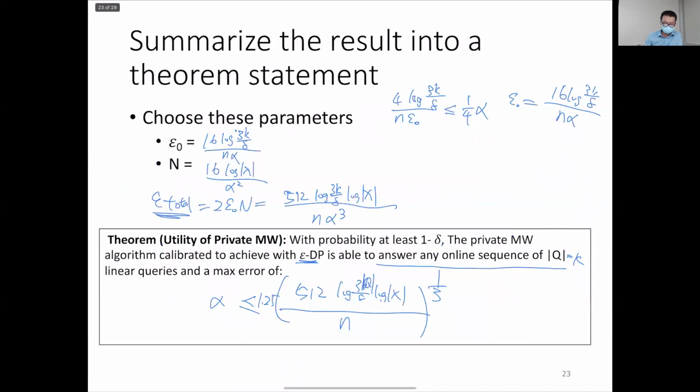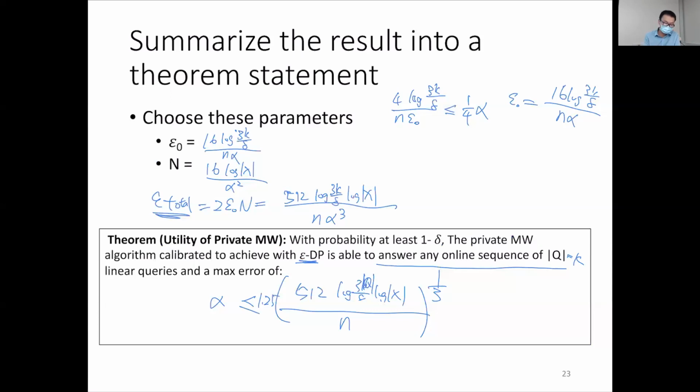So the cubic root of 512 is definitely smaller than 10, between 8 and 10, and then multiply with 1.25. So now we have a multiplicative constant factor in front of roughly 10, and it depends logarithmically on both Q and X, and it goes to 0 as n goes to infinity. Yeah, question. n is the size of the data set. Yes, the size of the data set, and this is a bound on the normalized linear queries.